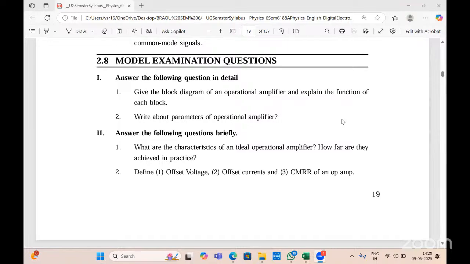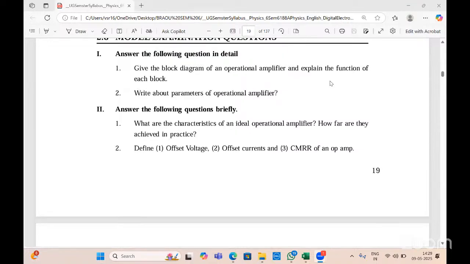So here is the block diagram of the op amp with explanation of its function, and what about the parameters of the op amp? Sometimes these three may be asked as an essay question: offset voltage, offset current, and CMRR of an op amp.